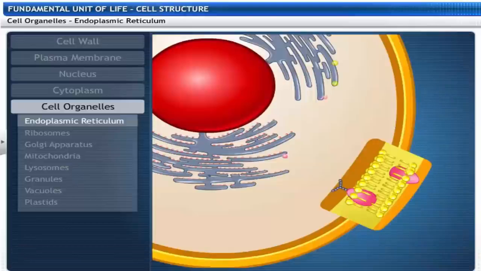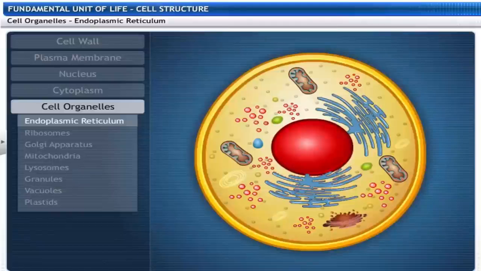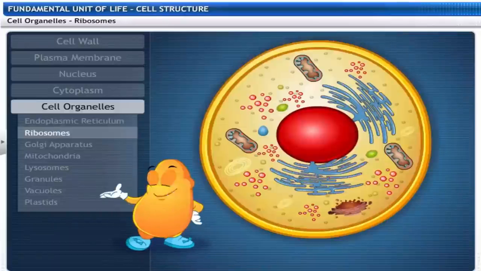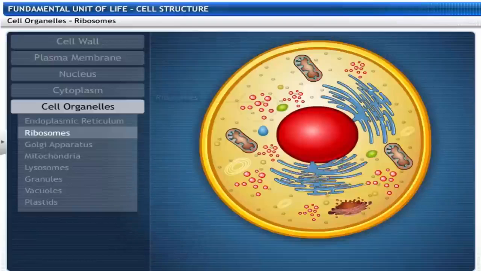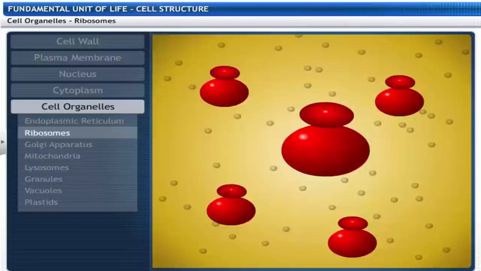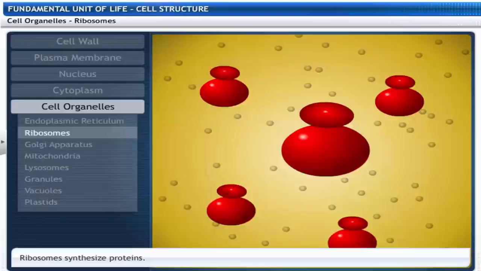Some of these proteins and lipids help in building the cell membrane, and some function as enzymes and hormones. Endoplasmic reticulum serves as channels for the transport of proteins between various regions of the cytoplasm. Do you know what these small spherical granules are? These are ribosomes, found scattered in the cytoplasm or attached to the outside of the endoplasmic reticulum. These are naked and have no membrane. Ribosomes synthesize proteins.